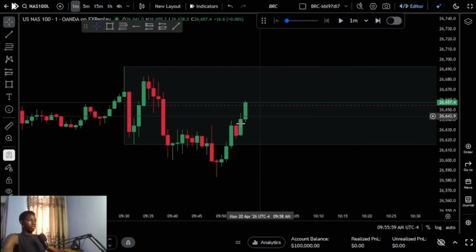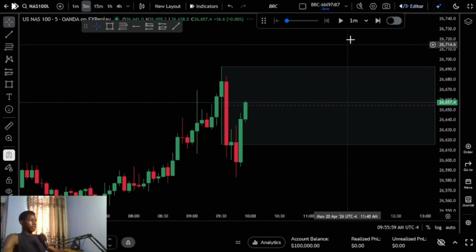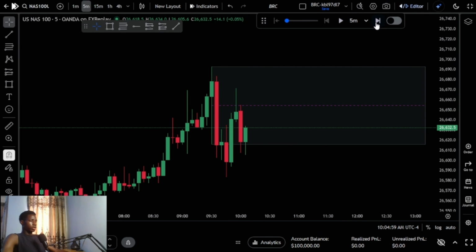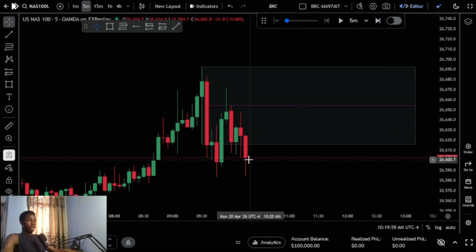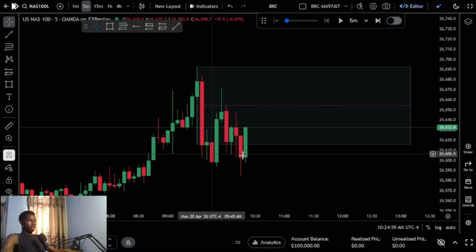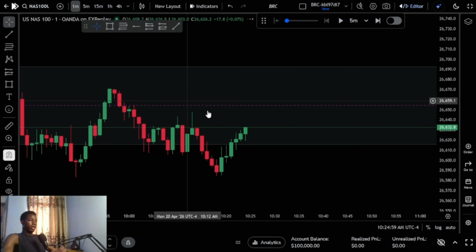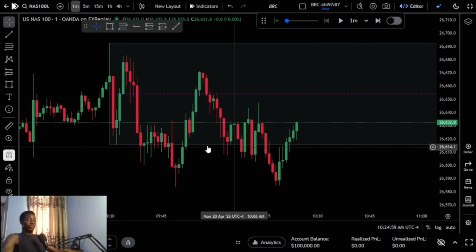Now we tap into this midpoint, so I'm going back to my 5-minute time frame to wait for a new break and retest. Now we have a 5-minute candle closure break, and a 5-minute retest. Going back to the 1-minute time frame to look for our confirmations.